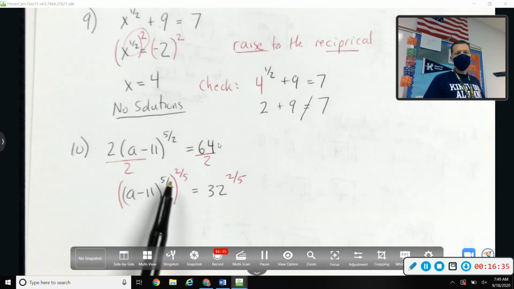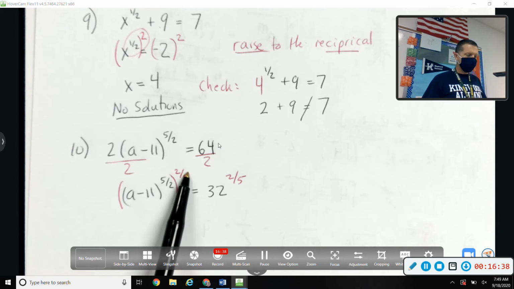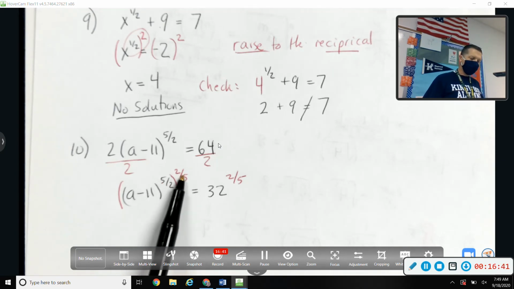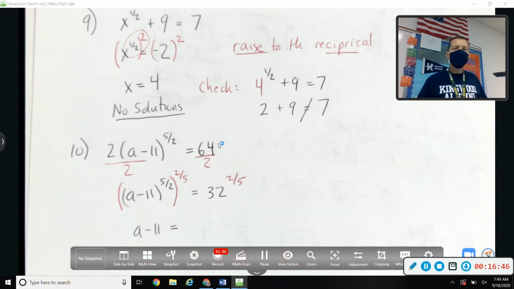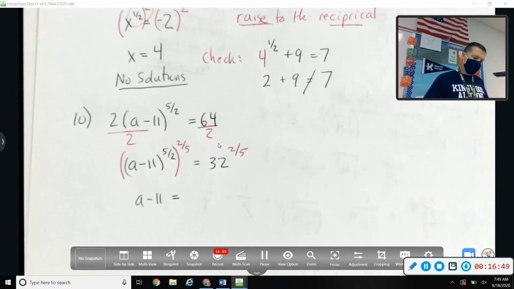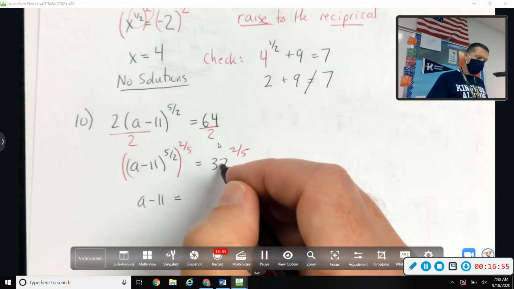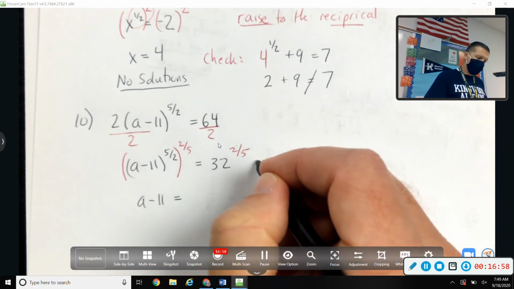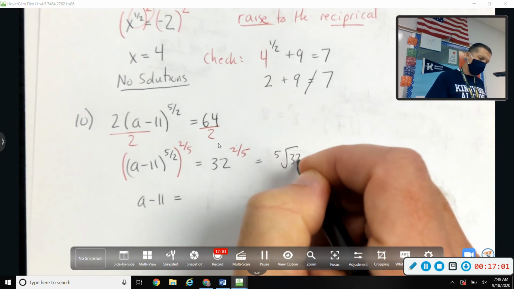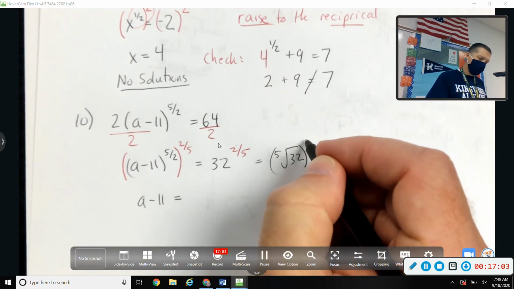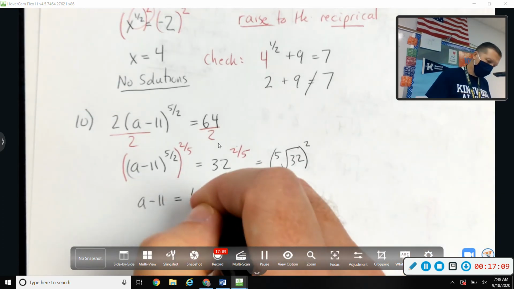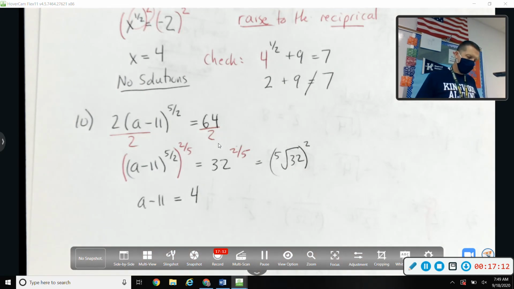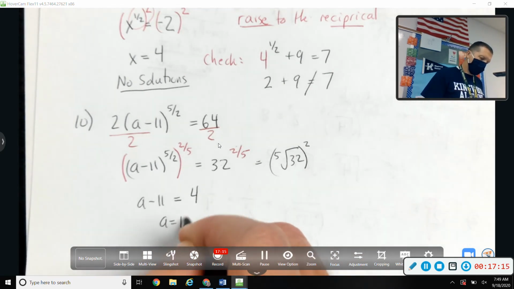So this looks really bad, right? (a minus 11) to the 5 halves to the 2/5, except the whole point of raising it to the reciprocal is that 5 halves times 2/5 is 1. And then 32 to the 2/5. That's the 5th root of 32 squared. Again, some of you will do that in your head. Others of you will write it as a radical. The 5th root of 32 is 2, and 2 squared is 4. So a minus 11 equals 4, so a equals 15.